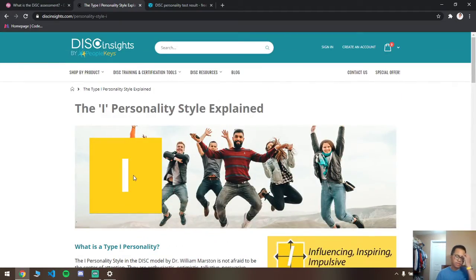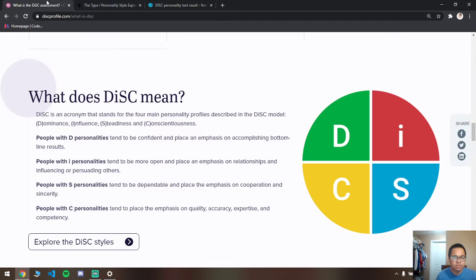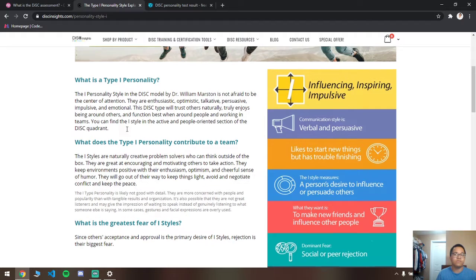Alright, so I'm going over my second strongest trait. So it's the I personality, which stands for, what was it? I think it's influence.